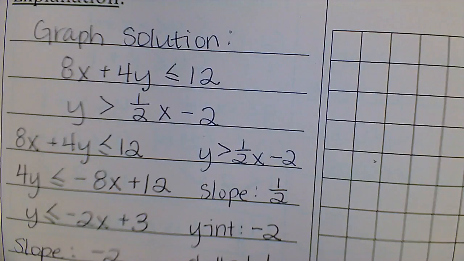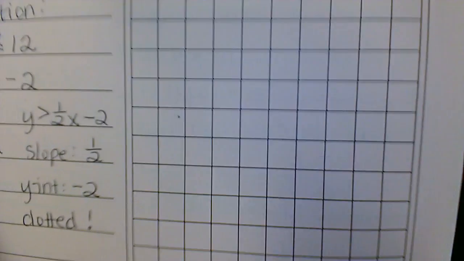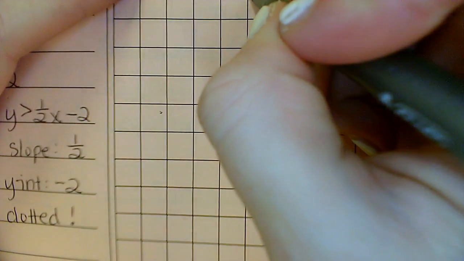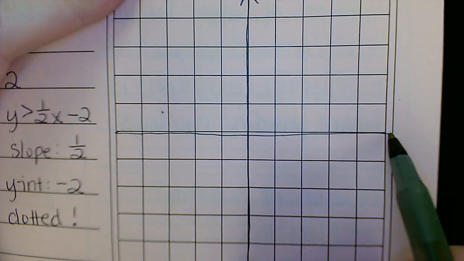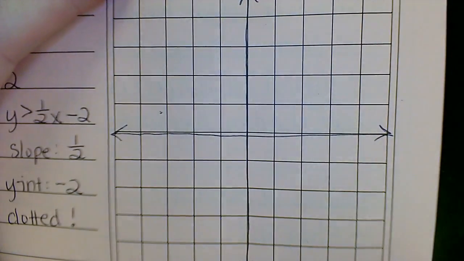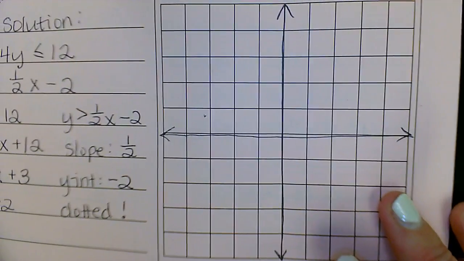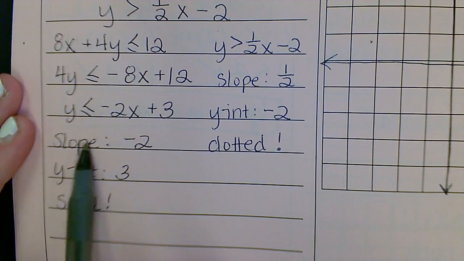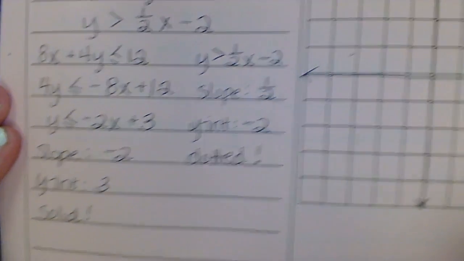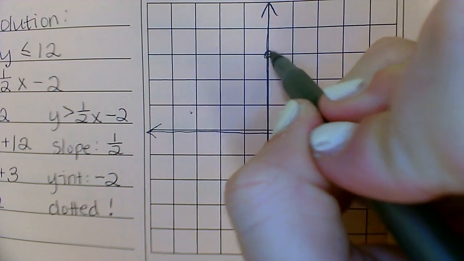So let's take a look over at our graph here. We're going to go ahead and set up our axes. So I'm going to set up my y-axis, set up my x-axis. And so let's go ahead and start with the first inequality, the 8x one. So I have a slope of -2 and a y-intercept of 3. So first thing I'm doing is I'm going to plot my y-intercept, 1, 2, 3.